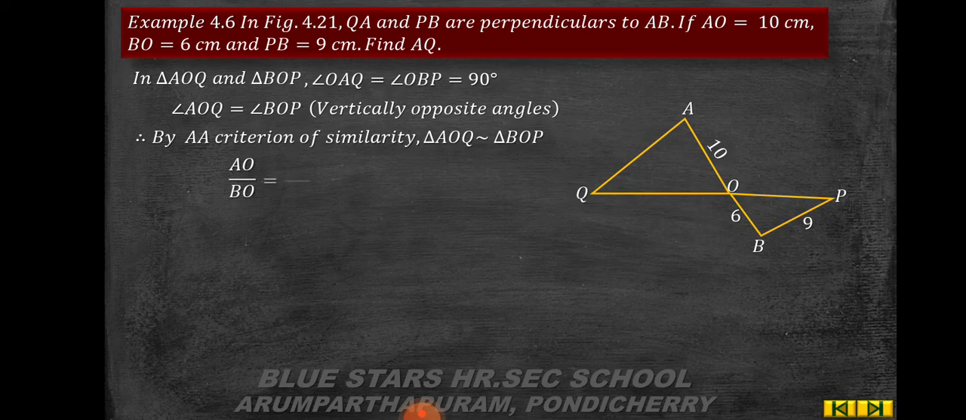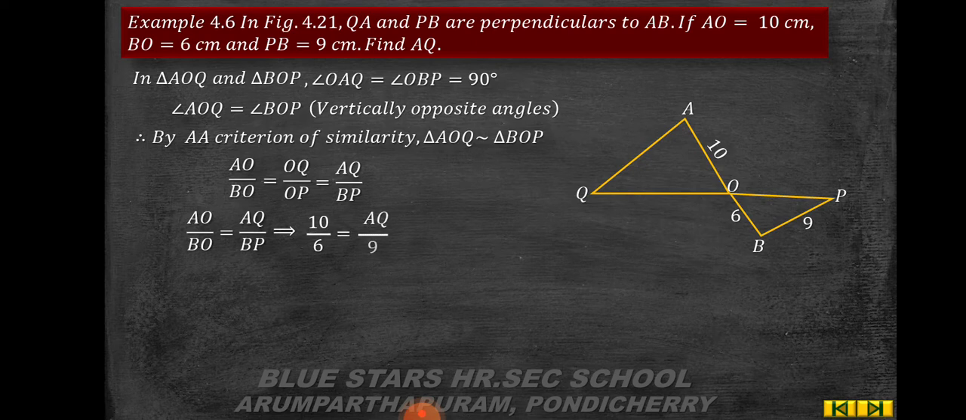So AO by BO is equal to OQ by OP, which is equal to AQ by BP. So AO by BO is equal to AQ by BP, which implies 10 divided by 6 is equal to AQ by BP, which is 9. So AQ is equal to 10 by 6 into 9. So 2 times, 3 times, again 2 and 10 cancel, means 5 times. So the value of AQ is equal to 15 centimeter.